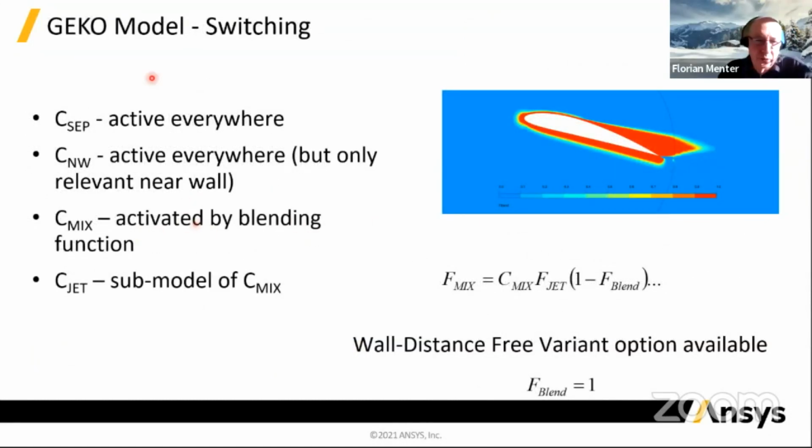Now, of course, if you have these 4 major coefficients, you have to be careful to be able to tune them. If they were active everywhere at the same time, it would be very hard to balance one against the other. So we have divided them into groups, and the CSEP and C near wall are active near the body, so they affect essentially the boundary layer. And the C-mix and C-jet are active in the blue area, and they affect the mixing layers and the free shear flows. So they can be tuned rather independently of one another. And this is all separated by a blending function, which is similar to what we have in the SST model, really.